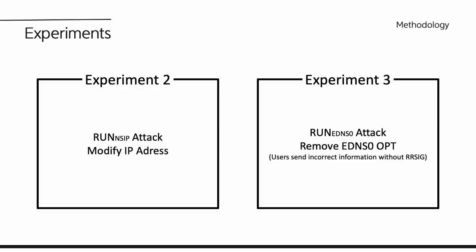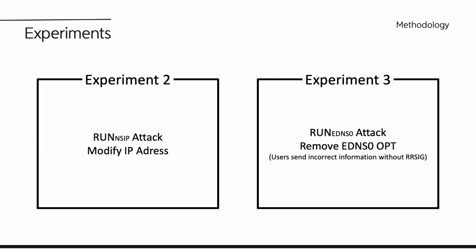Experiment 2, RUC and SIP attack. In this experiment, we manipulate the name server's IP address. The attacker poisons the resolver's cache so it believes the name server is at a forged or unreachable IP. When clients send normal queries, the resolver forwards them to the wrong address, leading to timeout or SERVFAIL errors. We also check how quickly the resolver recovers once the forged IP expires or the cache refreshes.